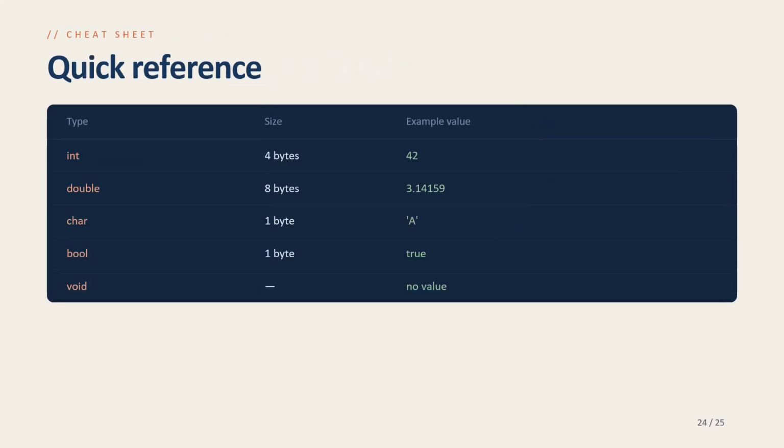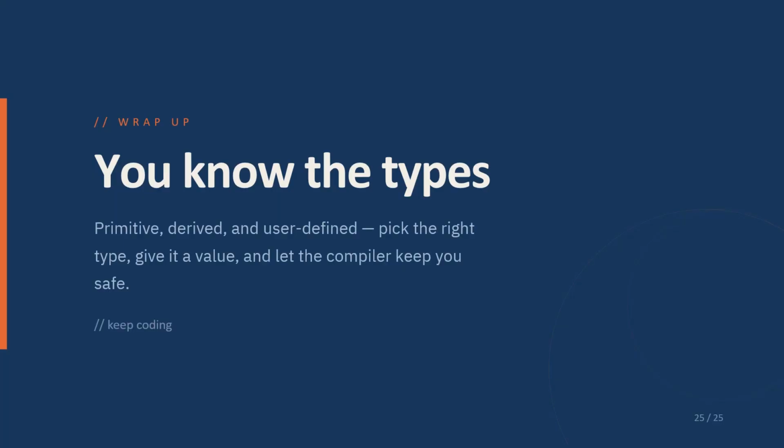Here comes a quick reference. This table summarizes the commonly used data types, their approximate memory sizes, and example values. So to conclude, to summarize, today we learned about primitive, derived, and user-defined data types in C++. We also discussed type modifiers, automatic type detection, type conversion, and common programming mistakes. Selecting the appropriate data type improves program efficiency, conserves memory, and makes programs easier to understand and maintain.